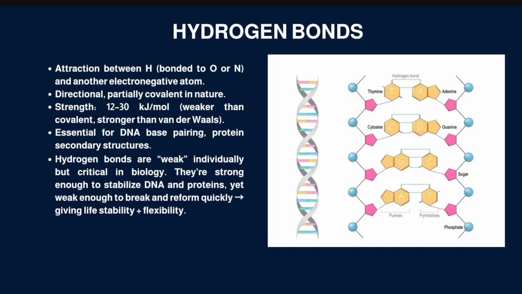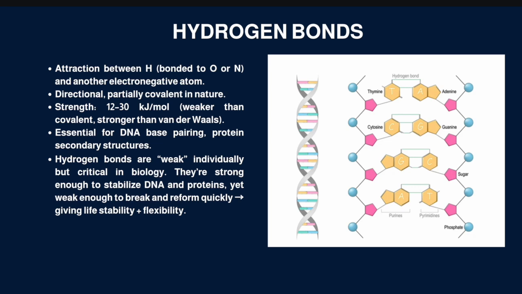Now the hydrogen bonds. A hydrogen bond is formed between hydrogen, as the name depicts. It is going to bond with one of the highly electronegative atoms, and that highly electronegative atom may be oxygen, may be nitrogen. Okay? Most of the time it is oxygen or nitrogen, but sometimes it can be another electronegative atom. It should be electronegative.